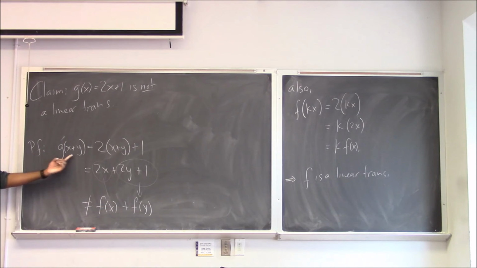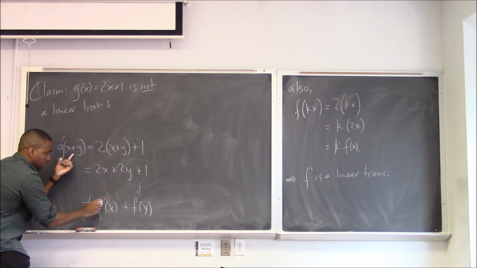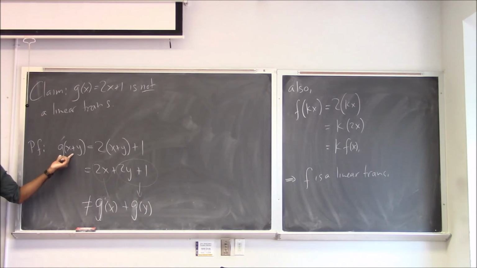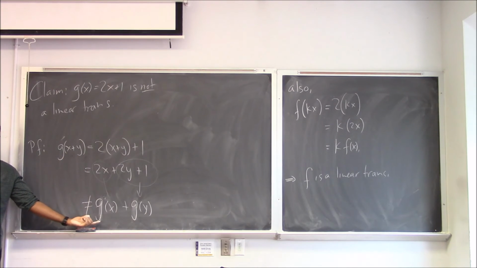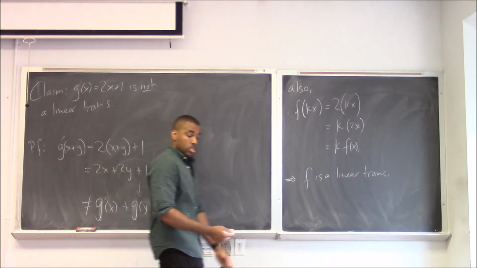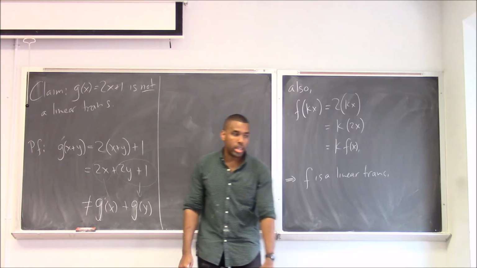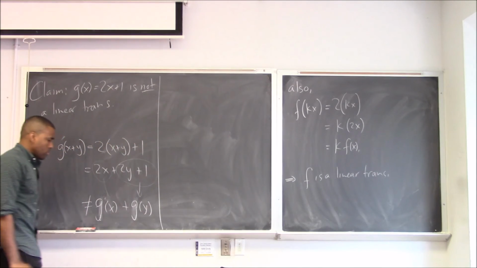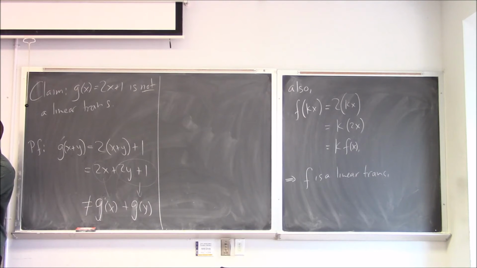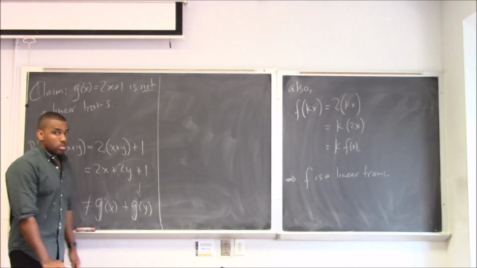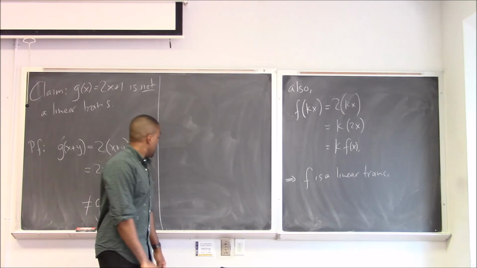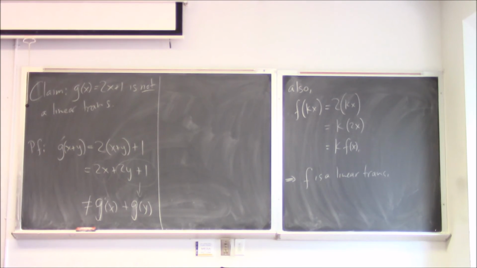So it turns out that if I take the function on a sum, it's not the same as the sum of the functions. Okay? So it's not a linear transformation. It fails, right? And you can stop the proof right there. But you'll see that the second rule also will break if you do this. Just do it. So this is not a linear transformation.